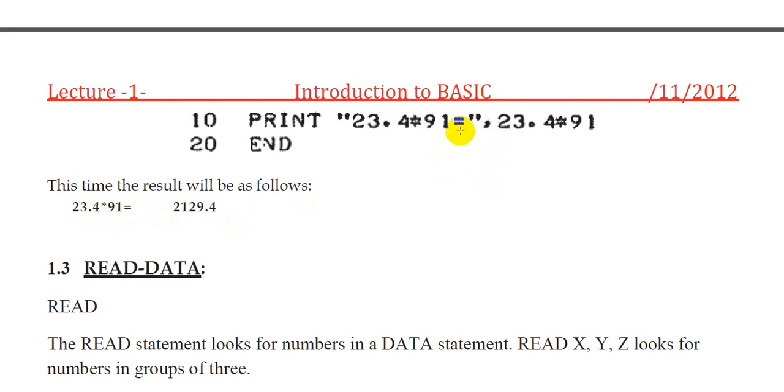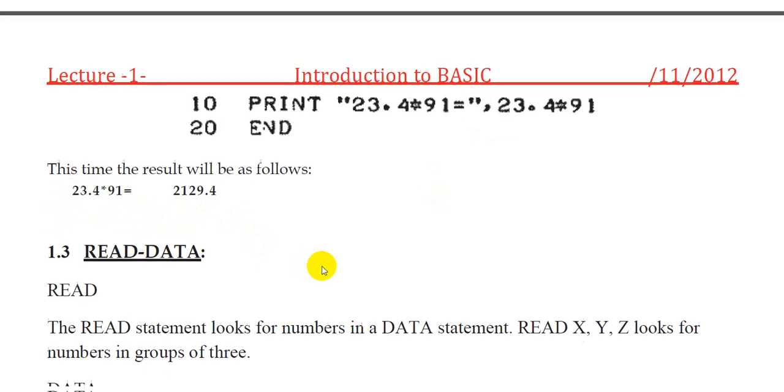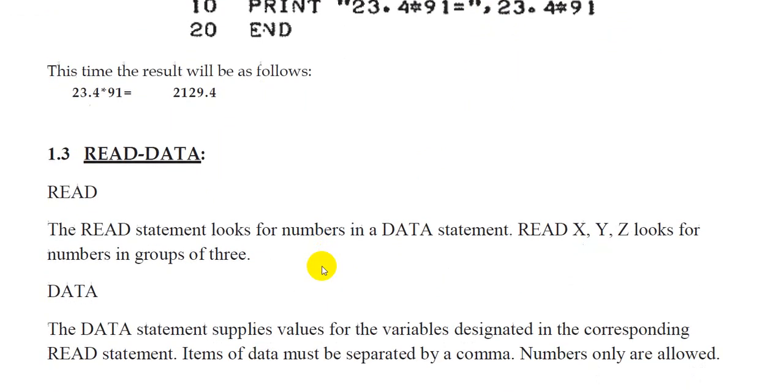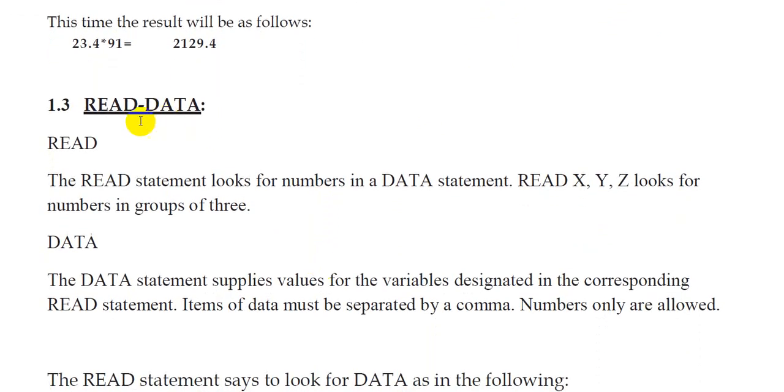This compels the computer to write the following statement, which means the 23.4 times 91. This is compelling the computer to write the outcome of the following statement, 23.4 times 91, in the form of the digit outcome, or the digital fraction, of 21.29.4. The computer in this case was compelled to write the outcome of the previous, or the formal statement we just visualized.